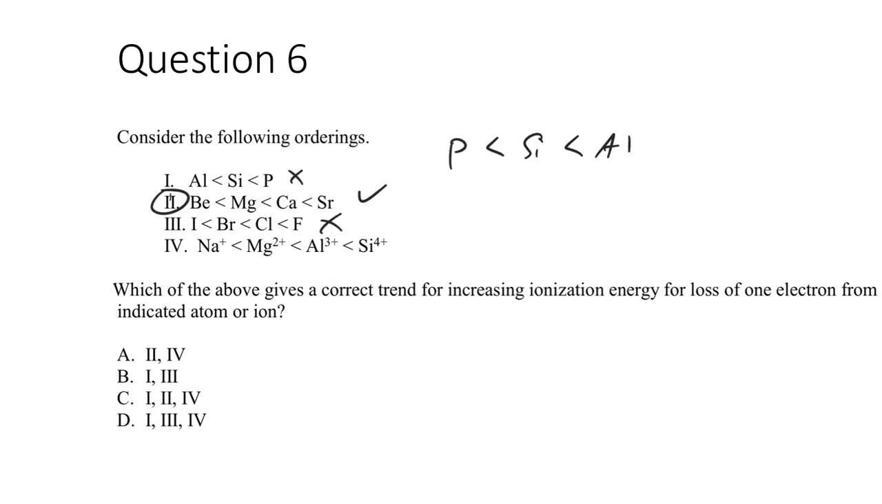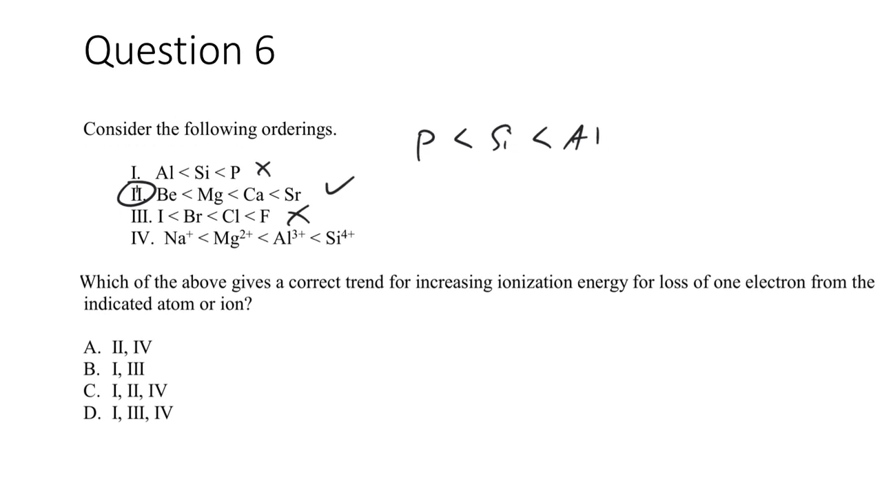I assumed this was size. I should probably read the question fully. Let me read the question. It says, which of the above gives the correct trend for increasing ionization energy for one electron from the atom or indicated ion? Okay, so let's start over. This is looking for ionization energy trends, not size.